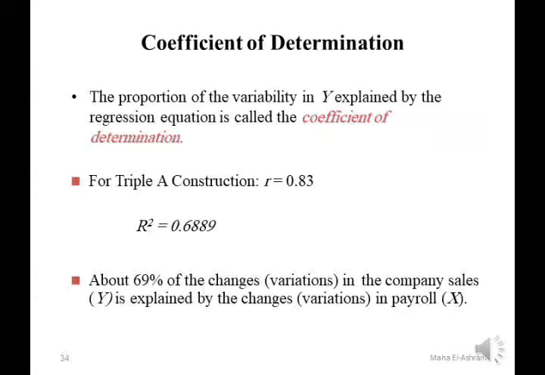So let's go to our example in the AAA construction company, in which we were talking about the relation between the sales of the company and the payroll. When R squared is equal to 69%, you're going to say that about 69% of the changes or variations in the company sales is explained by the changes or variations in the payroll.